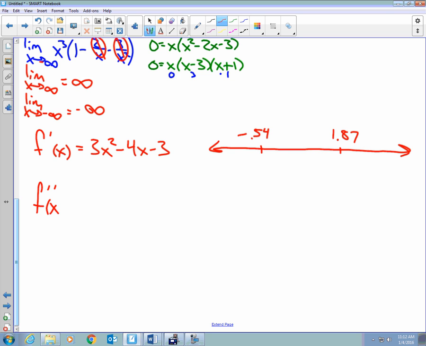F double prime of x. What's the second derivative? Where is 6x minus 4 equal to 0? 2/3, or 0.66, 0.67.